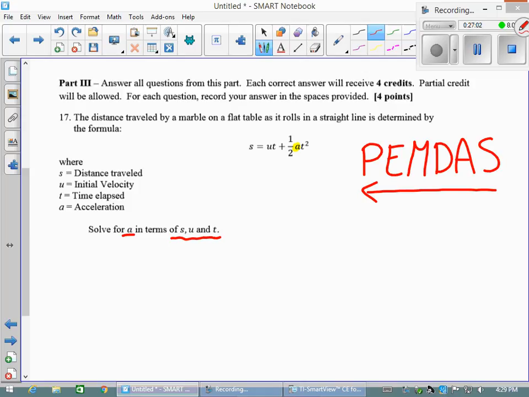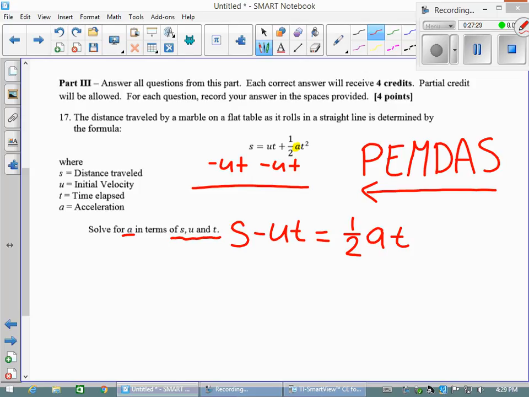So if we subtract UT from this side and subtract UT from that side, can we actually subtract S minus UT? No, we can't. So we're going to leave that as S minus UT. And that's going to equal, we still have our 1/2 AT squared. Now, again, we want to undo our multiplication and division. So the next thing I see is this 1/2 that we want to get rid of and move to the other side, so that again we can get this value of A by itself.